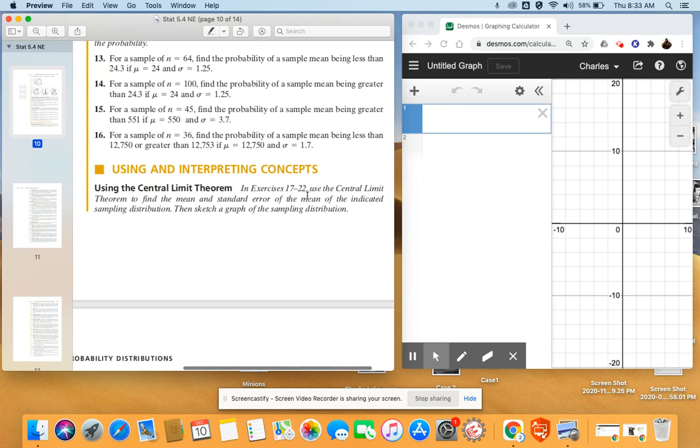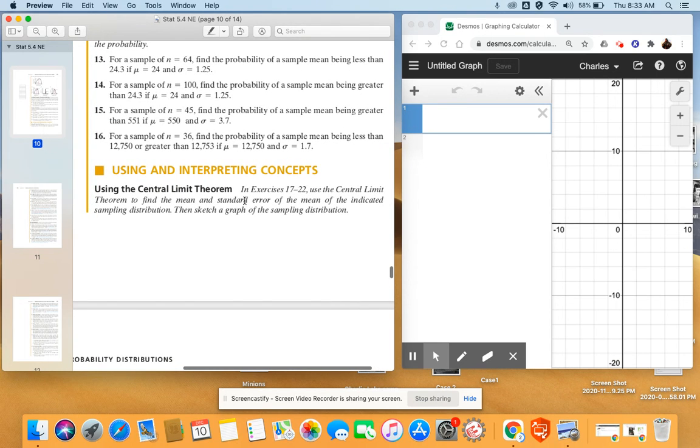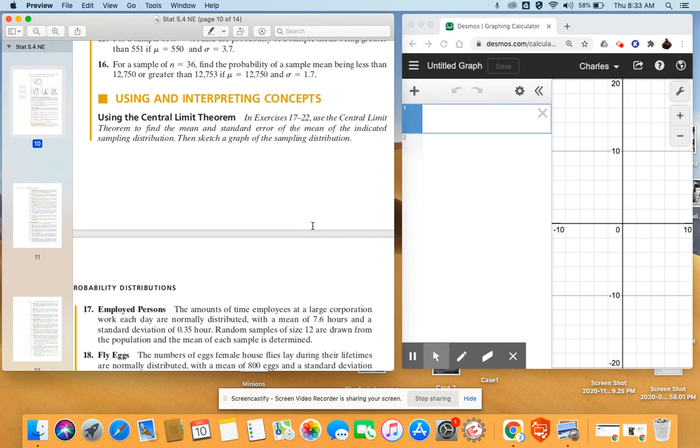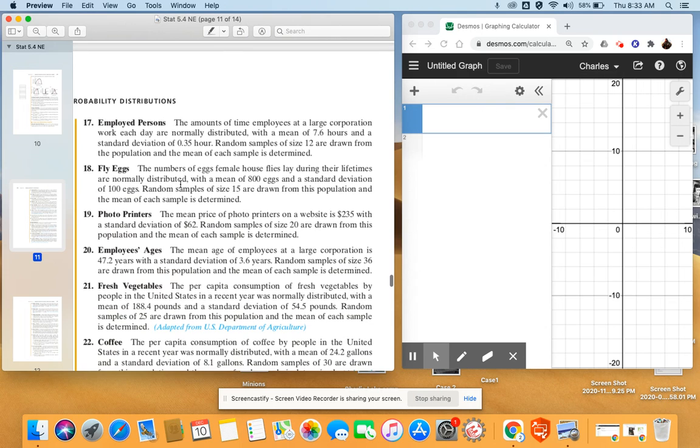These questions use the central limit theorem to find the mean and the standard error of the mean of the indicated sampling distribution, then sketch a graph of the sampling distribution. And sketching graphs is a little bit of an outdated concept. It's more important for us to know what effect this process has on the graph. And we can illustrate that really well if we look in here at graphing these on Desmos. So let's jump down here to number 18.